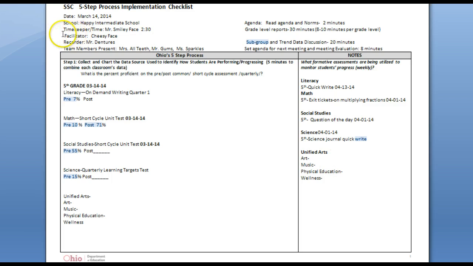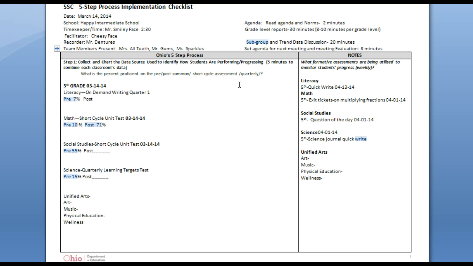During the SSC BLT meeting, the facilitator is ensuring that all members are involved in discussion and processes of the five-step process. The recorder is recording pertinent information that will be communicated to all SSC members and building-wide. On the SSC required form, the left-hand side is the five-step process that team members should utilize to input their common assessment, short cycle, quarterly information.